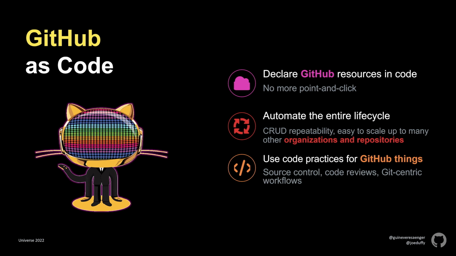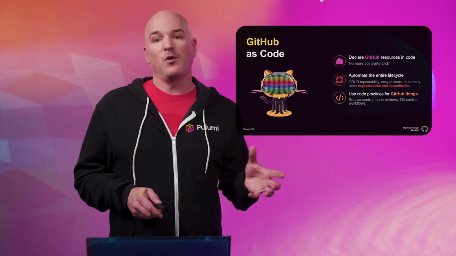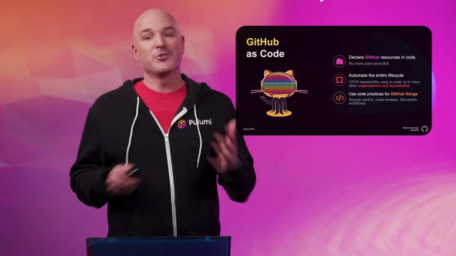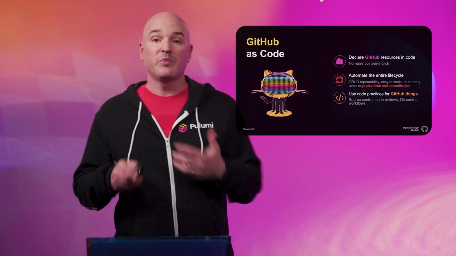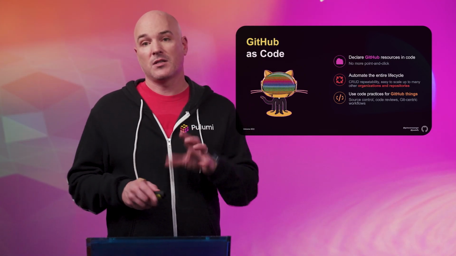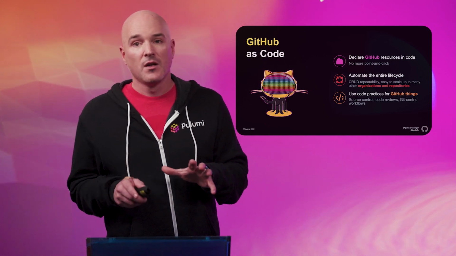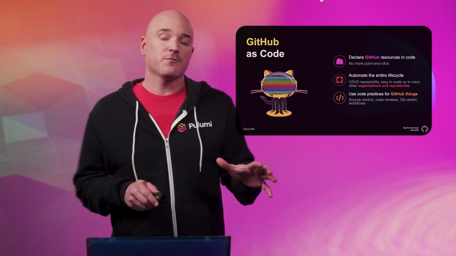We can automate the entire lifecycle, the create, read, update, delete of all of our GitHub resources and really scale up to many organizations and repositories, to go from a handful all the way to hundreds without losing our minds, and really being able to apply software engineering techniques to keep that complexity under control. And then really use the code practices for GitHub things. And so we can actually use GitHub to version changes to GitHub, which is pretty wild to see, a little bit of inception there.